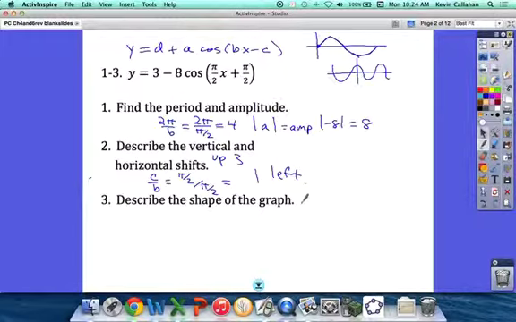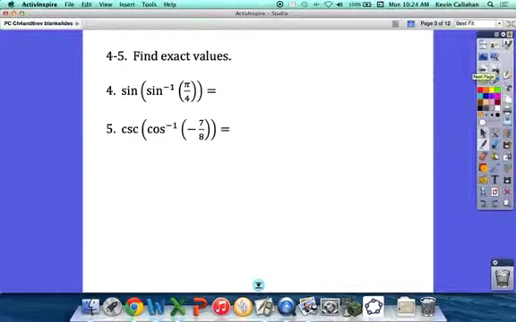Okay, so all you had to say in this one is wave. If it says describe, use words and describe. And all you had to say was wave. Just have the word wave in there somewhere. Okay. And then these were inverses.